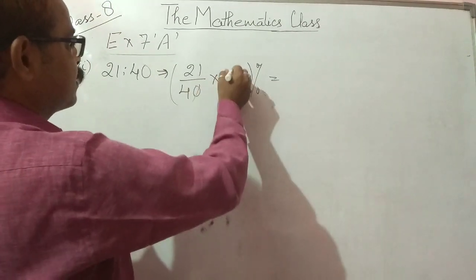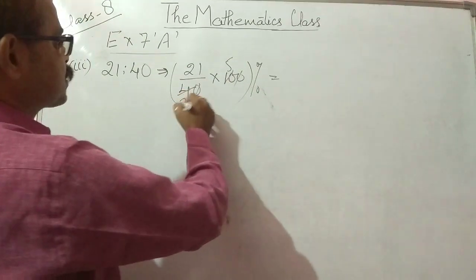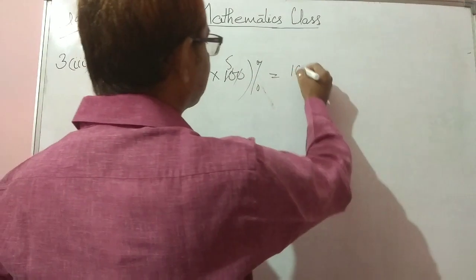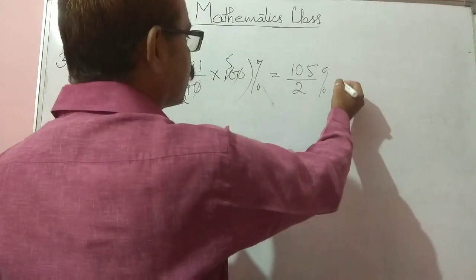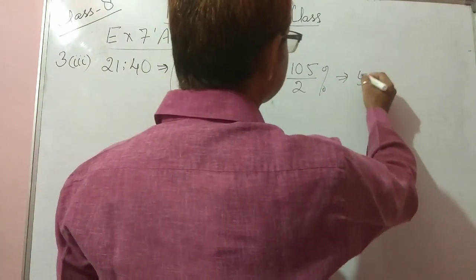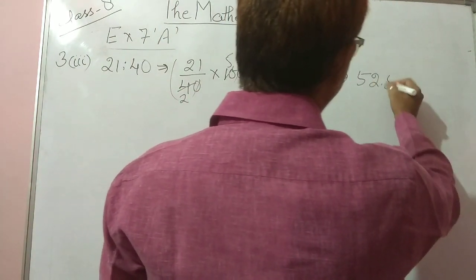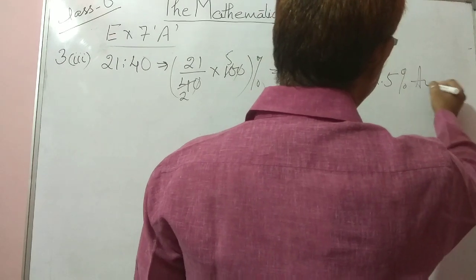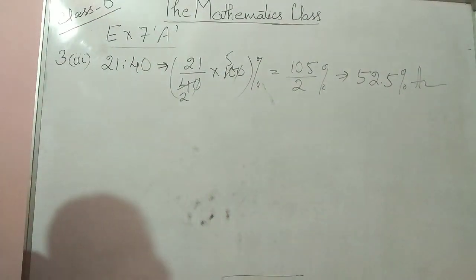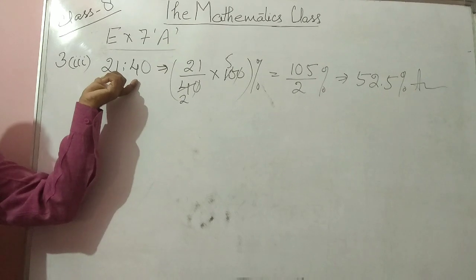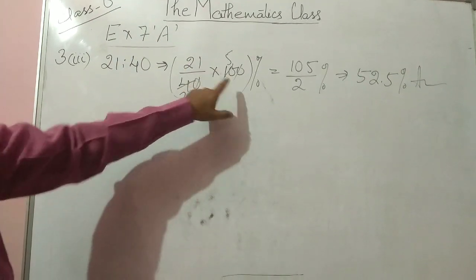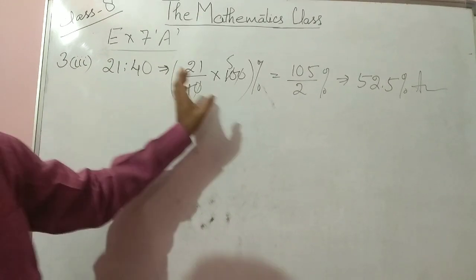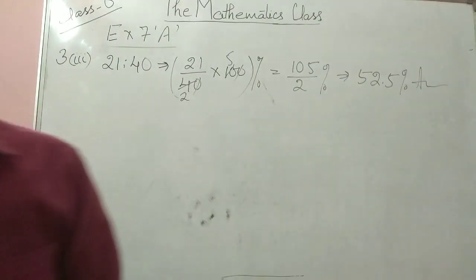0 and 0 cancel. 2 5s are 10. 2 2s are 4. 5 1s are 5. 5 2s are 10 upon 2%. If you solve it again, you will get 2 5s are 10. 2 2s are 4.5%. That is the final value. What we did, this was given in ratio, we converted to fraction, and then this fraction has changed into the percent and calculated, and we got the value.